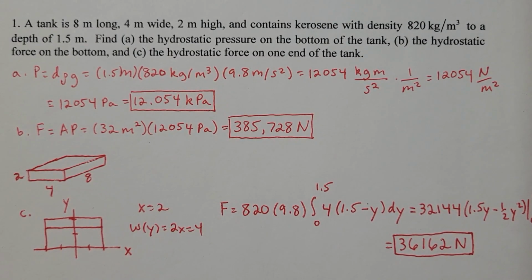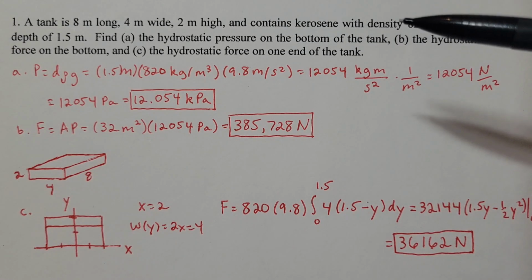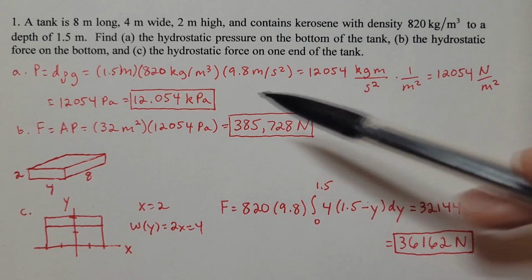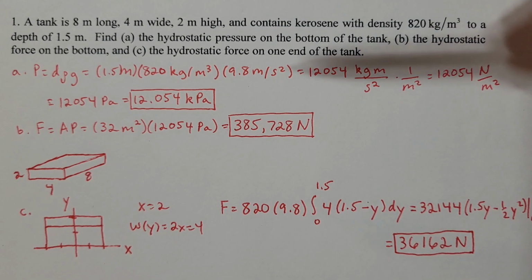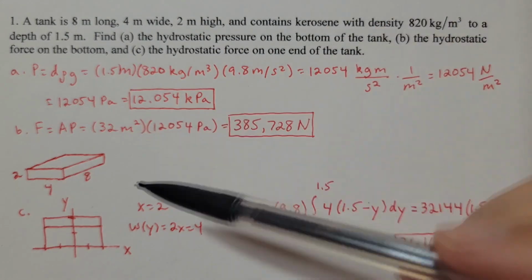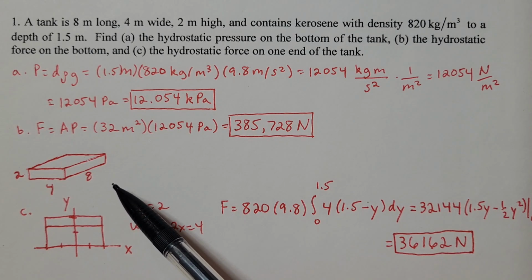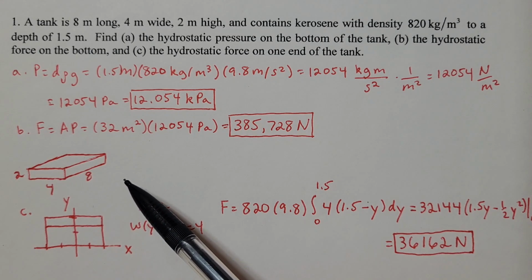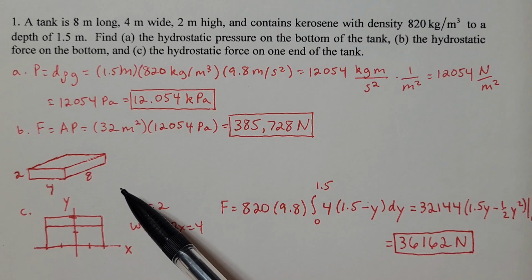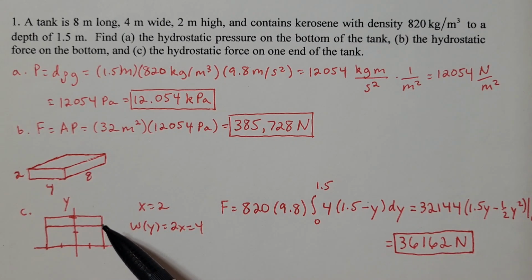Okay, so we'll get back to 8.3 here. We're on problem 1, and I did parts A and B in the last video. Let me show you part C. So we have a tank that's 8 meters long, 4 meters wide, and 2 meters high, and it contains kerosene with a density of 820 kilograms per cubic meter to a depth of 1.5 meters. So the tank is not completely full.